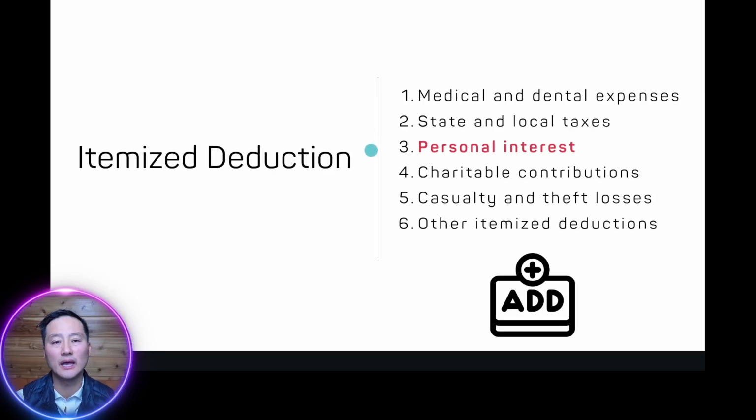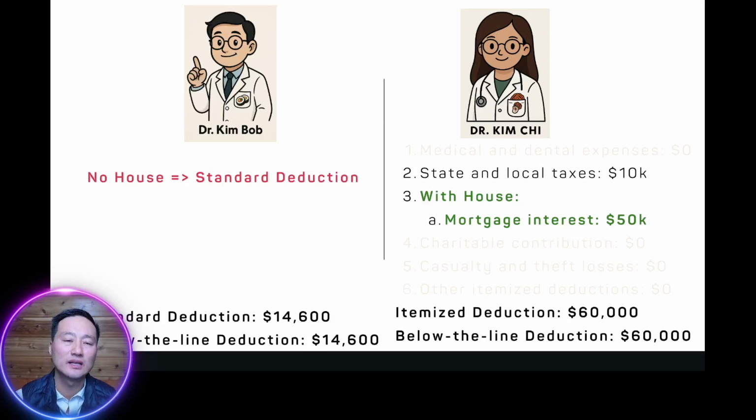In my opinion, category 3, the personal interest category, is going to be most relevant to you guys. If you have a mortgage payment, the interest portion of the mortgage payment, not the principal, counts as personal interest, but within a limitation. A certain portion of it is deductible. So typically, if you have a mortgage on a house in an expensive area, like in California, you would typically qualify for itemized deduction.